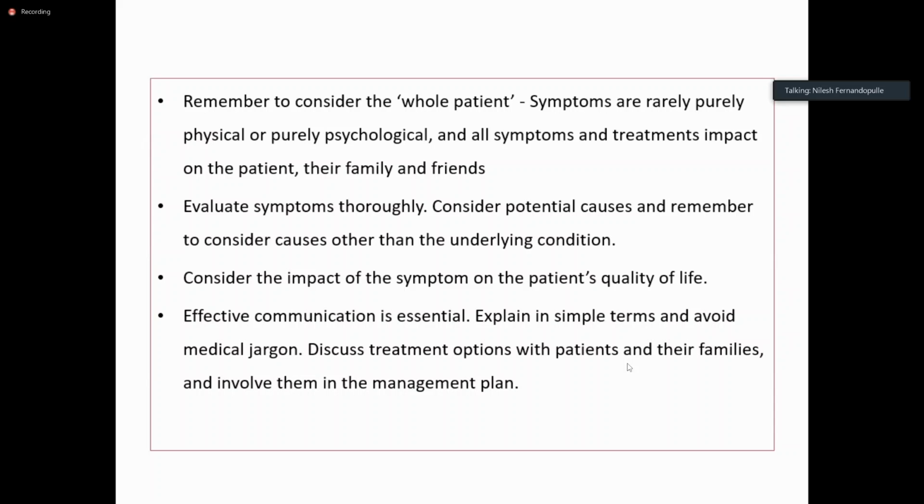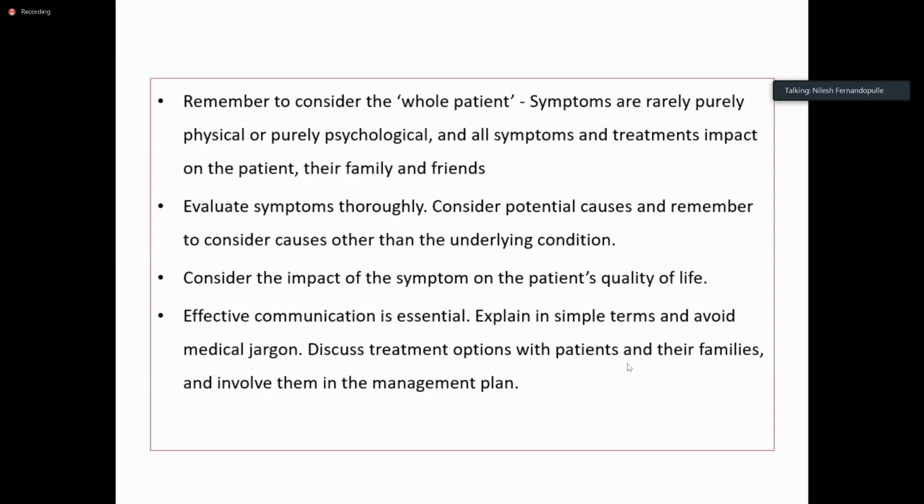Evaluate symptoms thoroughly, like I told you. Think about potential causes, and remember to consider causes other than the underlying condition. The patient might have rectal cancer, but the vomiting might not be due to obstruction; it might be due to a UTI. So think about other causes. Consider the impact of the symptoms on the patient's quality of life. And remember, lastly, effective communication is very, very essential.